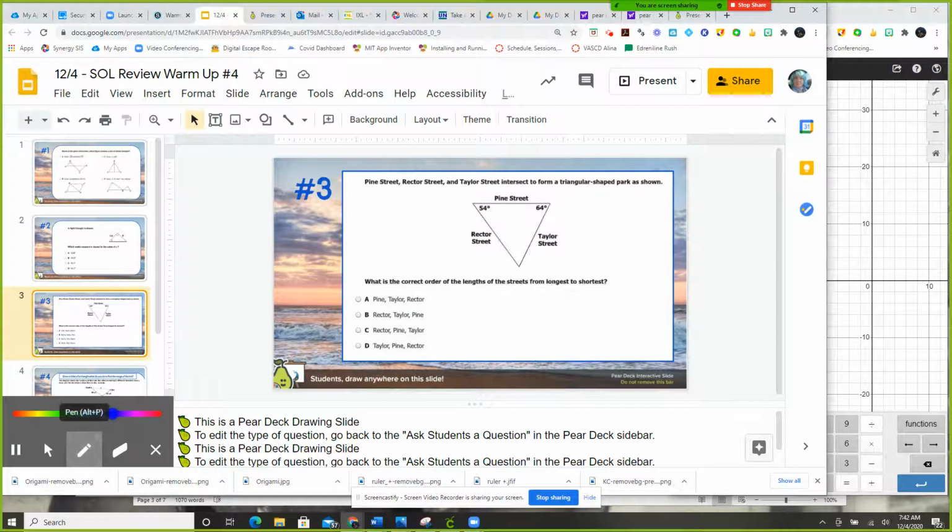What's my very first step in number 3? What do I have to do first every time? In chorus. I love it. You know what that means to me? That means you're building confidence. People are confident about this problem. So we find the missing angle. We find that it's 62 because we do 180 minus 54 minus 64. And then what?